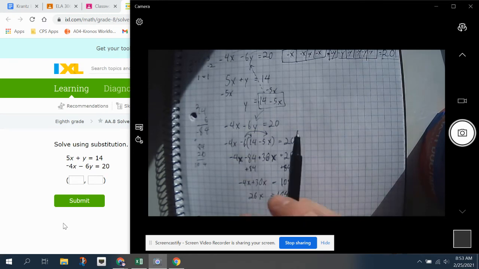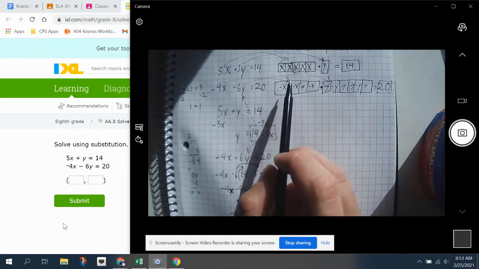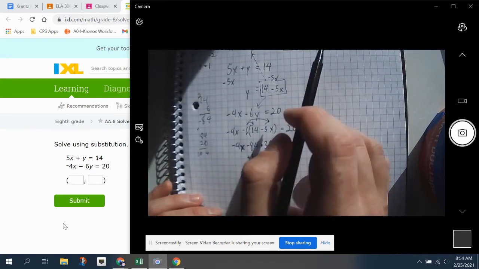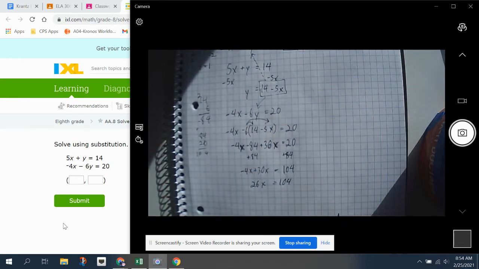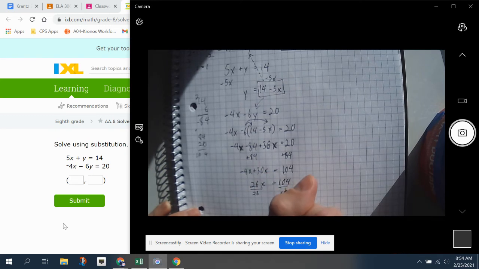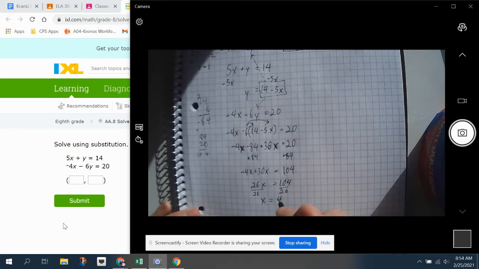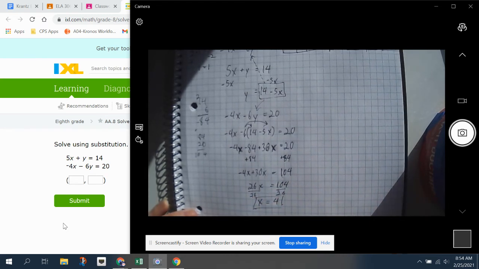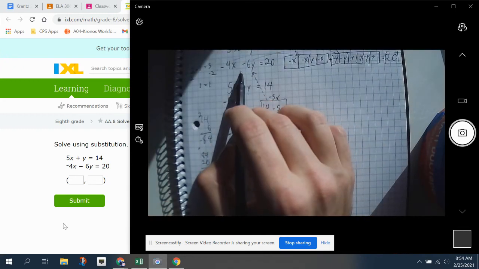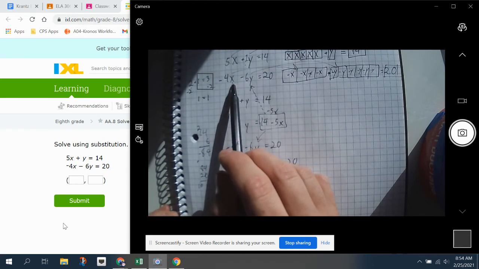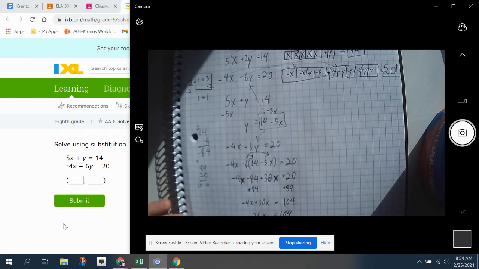Now I need to get x by itself. So I have 26 x's. Imagine I drew it out 26 times, and then I need to find out what one of them is worth. So I'm going to need to divide both sides by 26. So x is equal to 4. All right, here we have this answer. Now we're going to substitute it back into our previous equation and find out what y is.